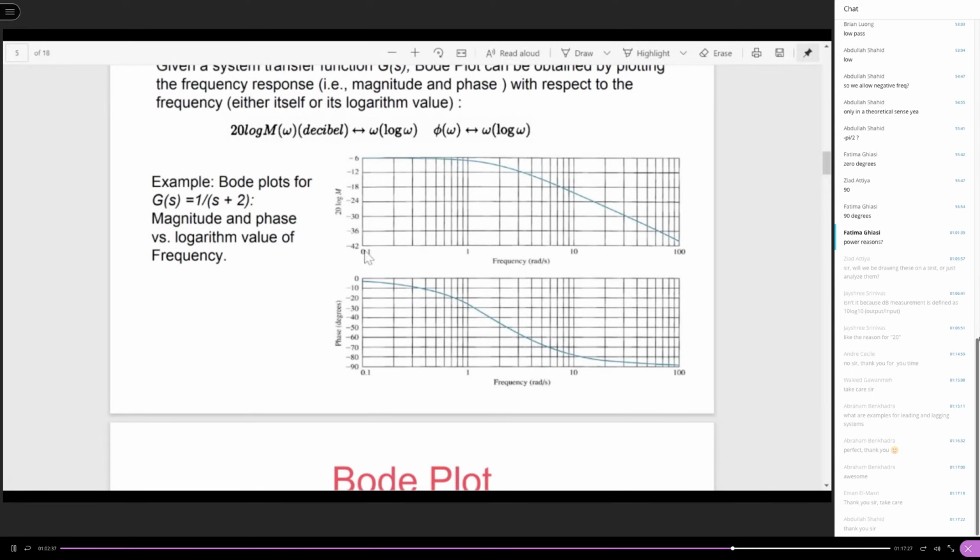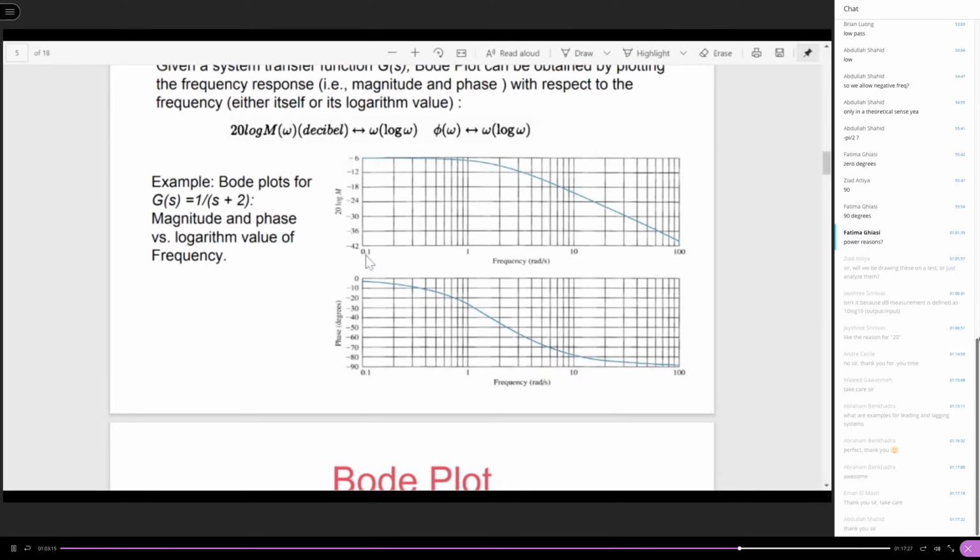This is 0.1 radians per second. This is 1 radian per second. And this is 0.2, 0.3, 0.4. So if you use a logarithm, then you can actually have an even scale, because the logarithm increments by every 10 times. By the way, this log is the base 10 logarithm, not the natural base. The natural base is e, right? So here it is base 10, and the scale is even every 10 times.